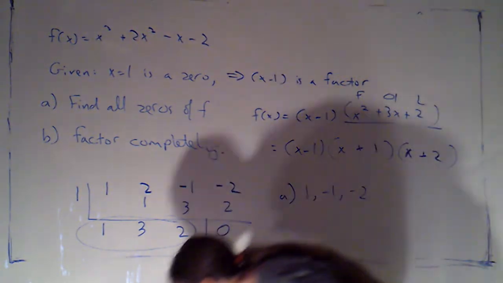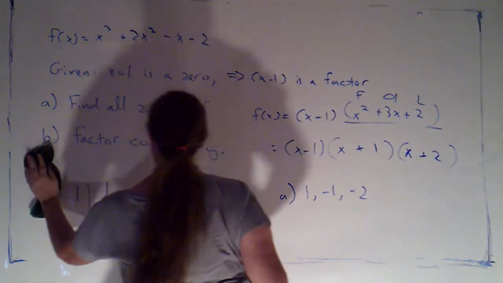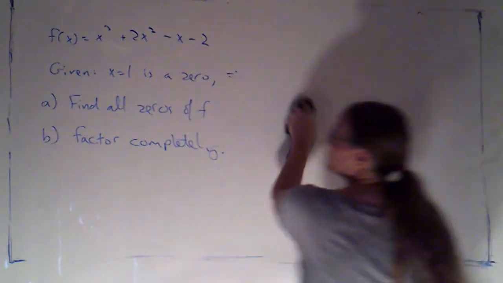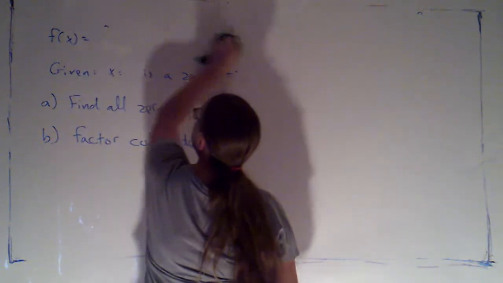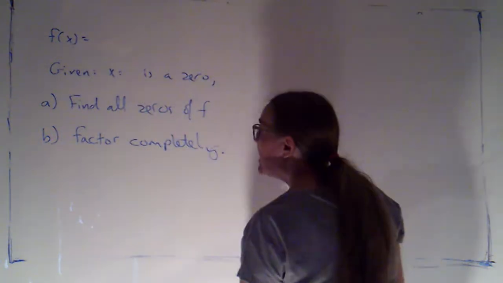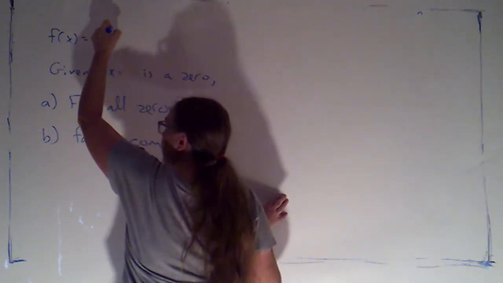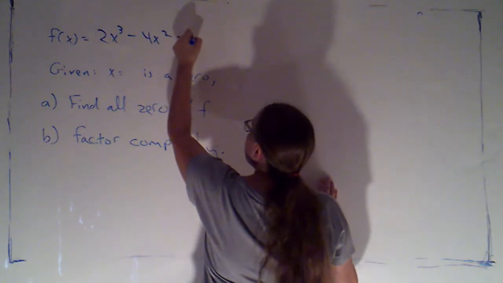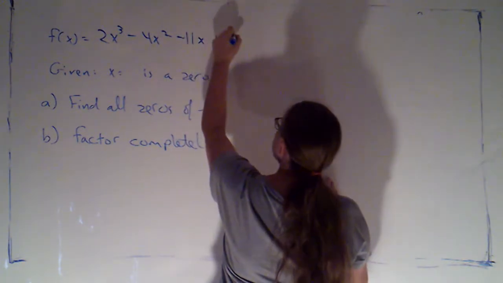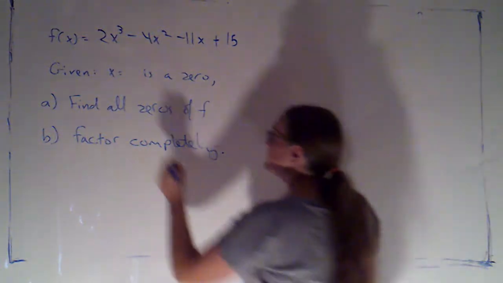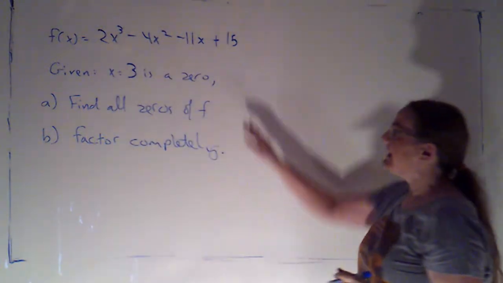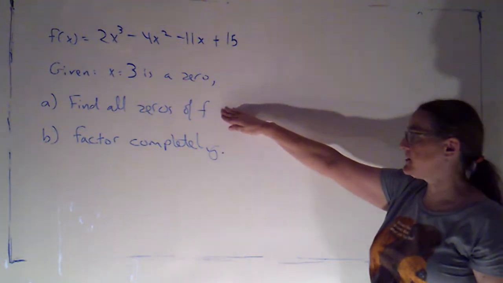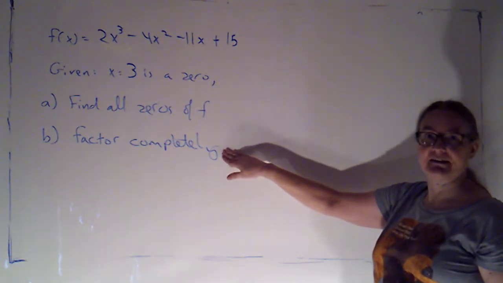Okay, now I'm going to give you one to try. Same directions. I'm going to give you a polynomial, and I'm going to give you a 0. It's not going to be 1 this time, though. I'm going to change the polynomial and change the 0. So we're going to let f of x equal 2x cubed minus 4x squared minus 11x plus 15. And I'm going to give you that x equals 3 is a 0. Same directions. I want you to then find all of the zeros and factor things completely.